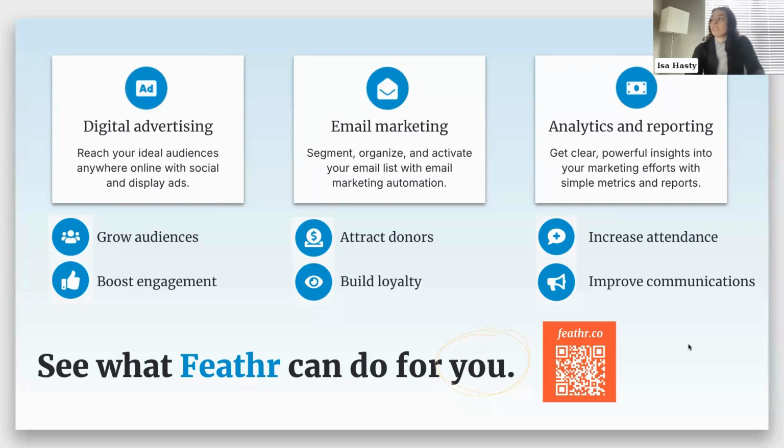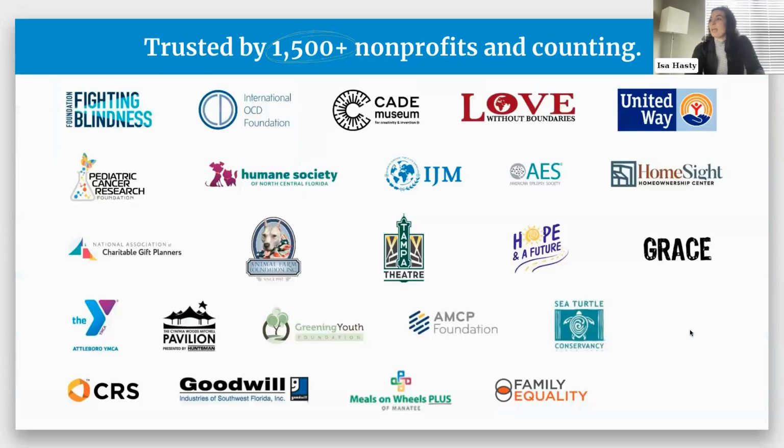And then we provide lots of reporting and analytics so you can compare channels side by side, pull everything into one place, and see what's working and what needs a little bit of improvement. We work with more than 1,500 nonprofits, so lots of different types of orgs here: animal services, food banks, health services orgs. We run the gamut of organization types and nonprofits.